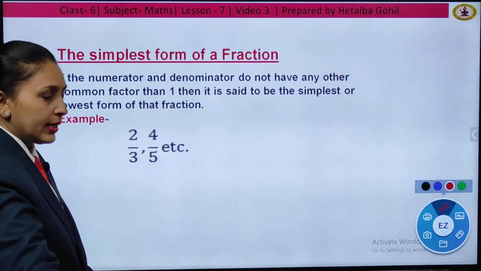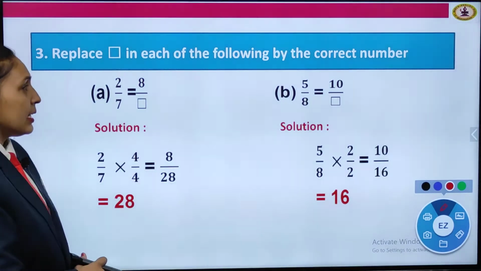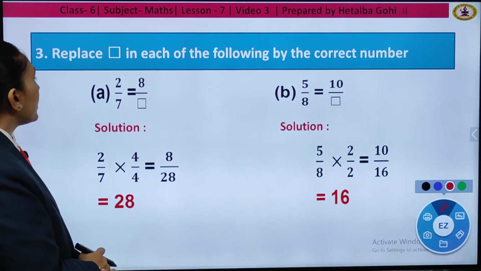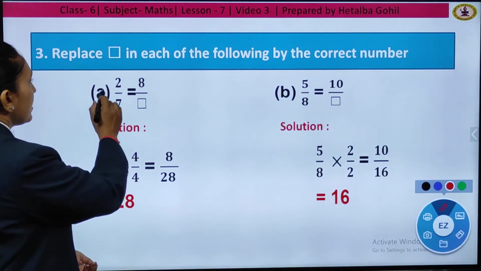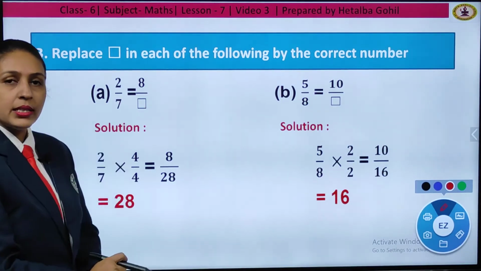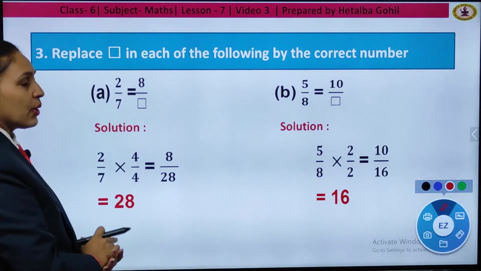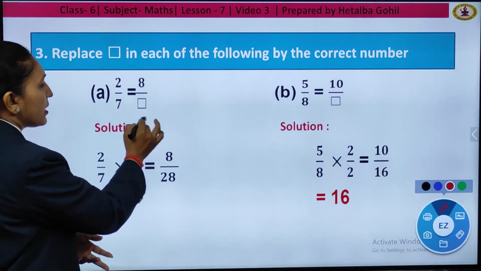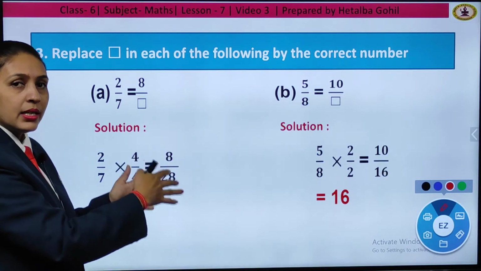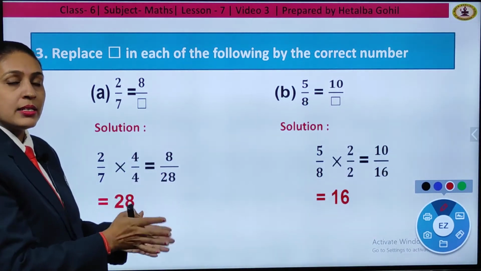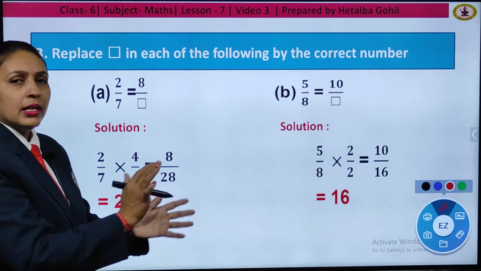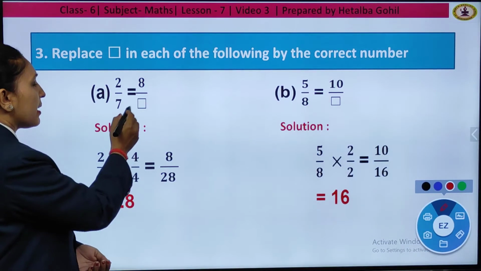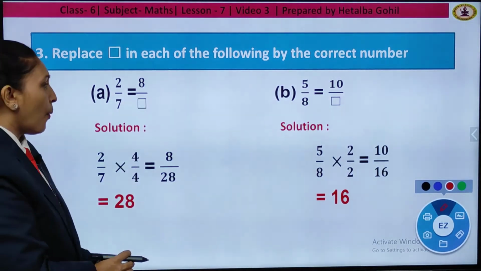Let us go for the next. Now children, we will understand this concept in detail with our textbook exercise. Question number 3. Replace the box given there with the value that makes the equivalent fraction. You have to find the number where the box is, by applying the method of equivalent fractions, that is by multiplying by the same number, or you can even use division. So let us go for the first one, that is 2 by 7 is equal to 8 upon the box given.